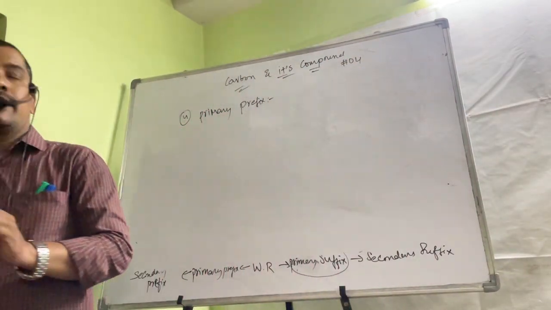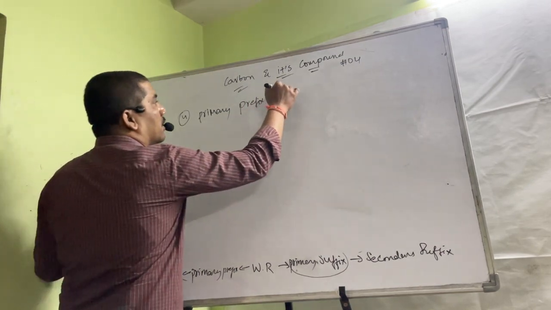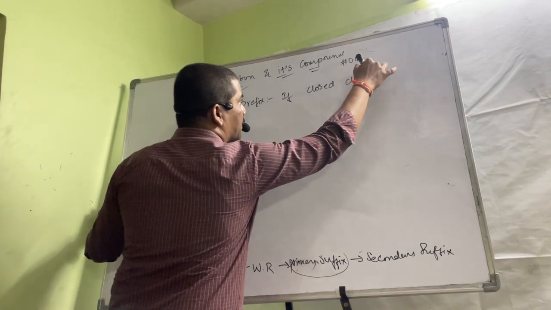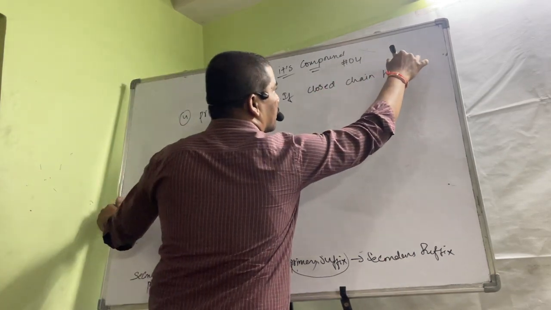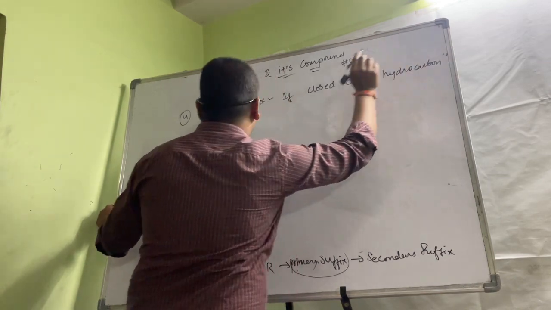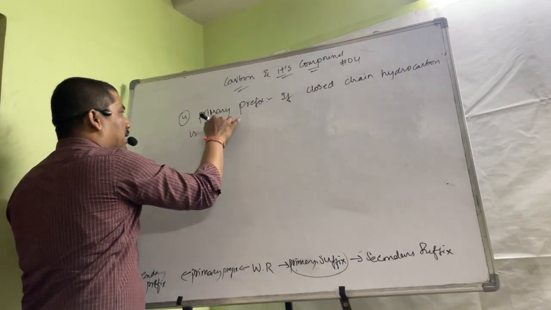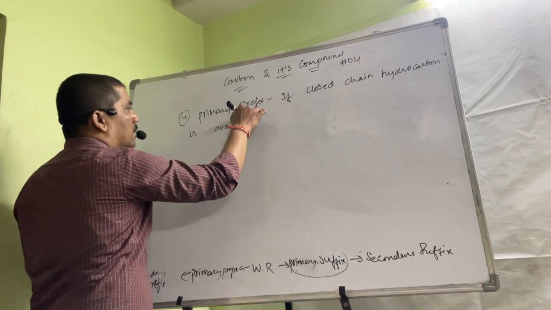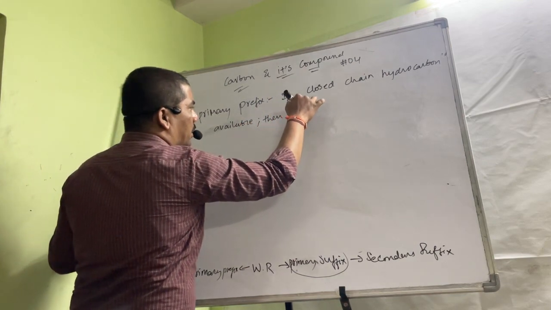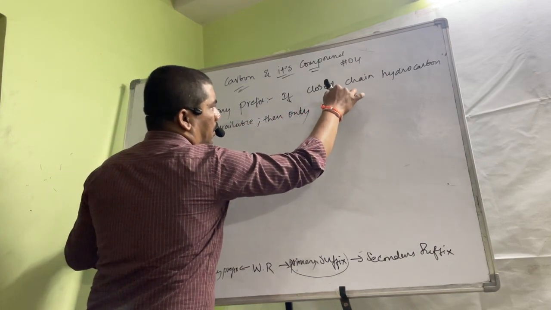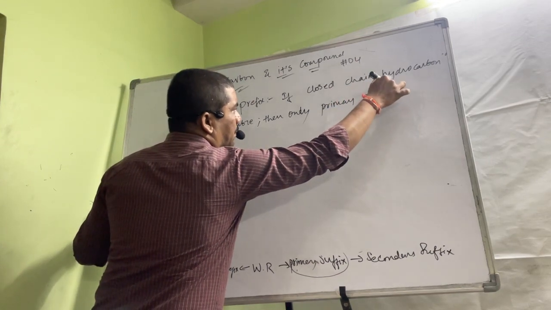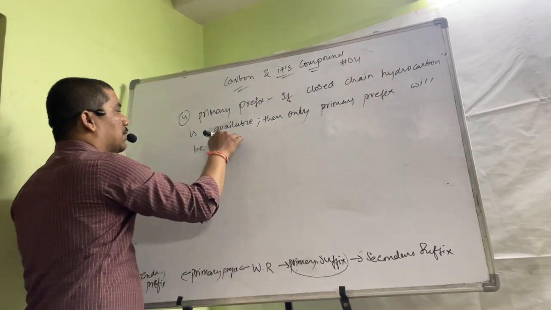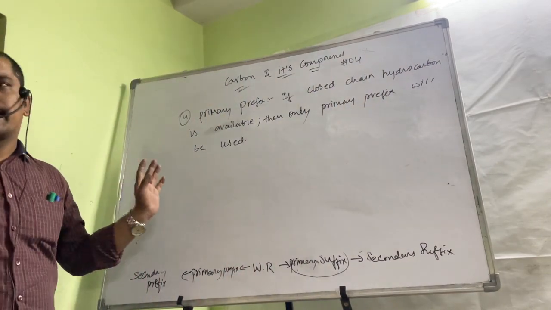Getting this point everyone? Right. If a closed chain hydrocarbon is available, then only the primary prefix will be used. Right? Clear with this?